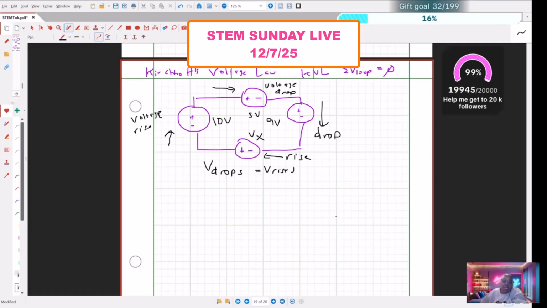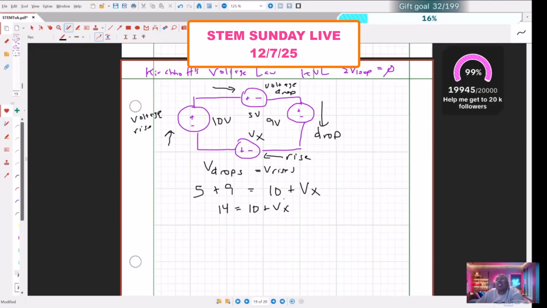So my rises and my drops. My drops are going to be 5 plus 9. My rises are going to be 10 plus Vx. 5 plus 9 is 14. So 14 equals 10 plus Vx.